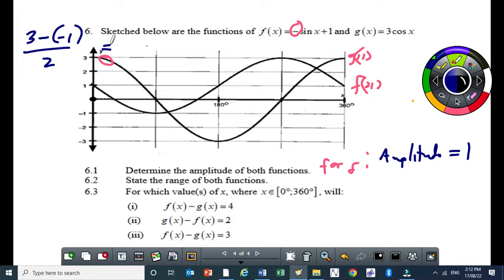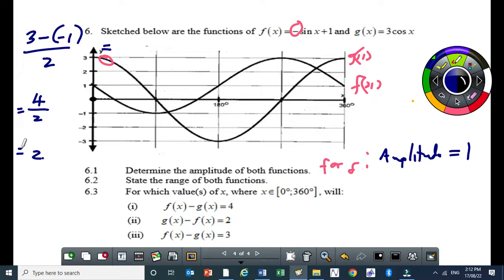So let's check it. Minimum is minus 1. Maximum is 3. So you end up getting 4 over 2, which is a 2. Which means there is a problem there. There's a problem with the equation. The equation is not matching with the graph. The graph is saying, no, the amplitude is a 2.